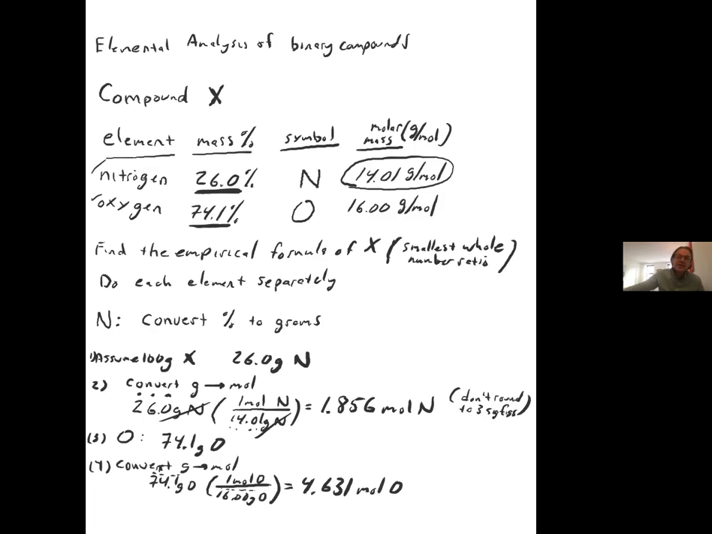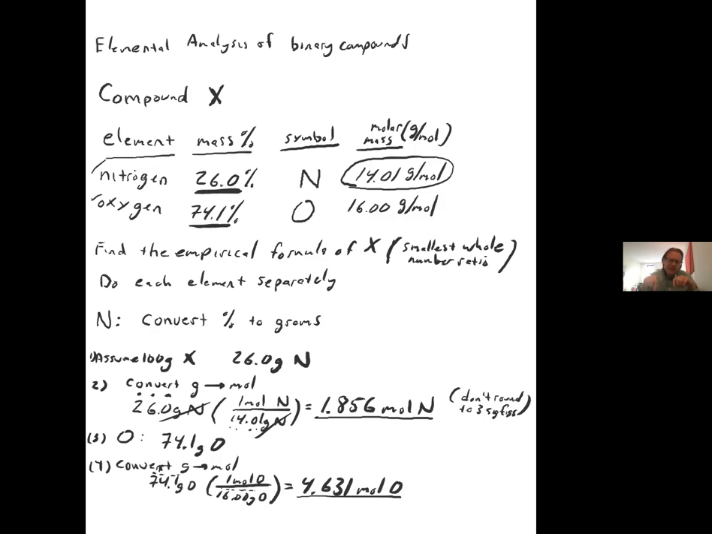Okay, now here's what we have. This is the number of moles of nitrogen in the compound. This is the number of moles of oxygen. See how they're not whole numbers? At this stage, they generally are not. So what we do is we try to turn them into whole numbers. And here's the first step in doing that.